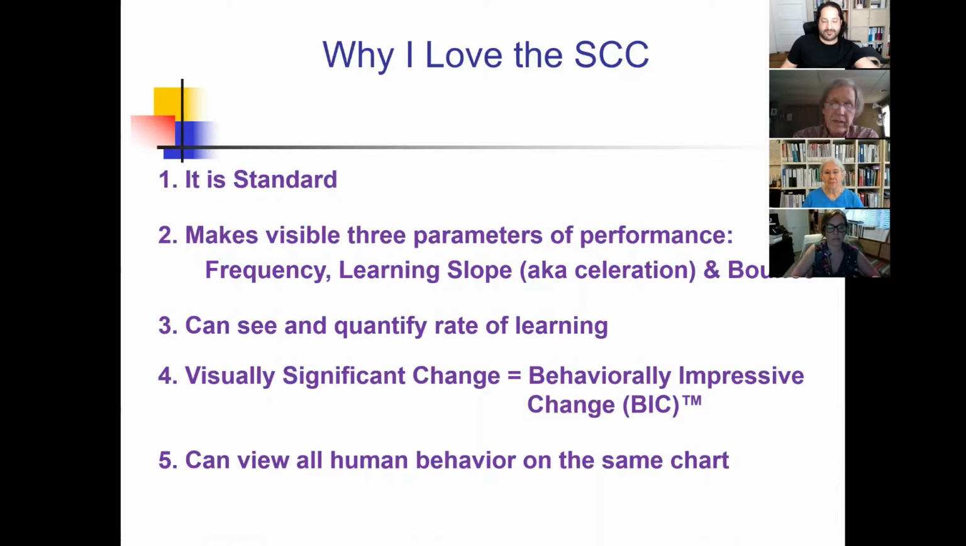If you bisect the angle of the standard chart, it's a halving or doubling, and it turns out that lay people can consistently detect changes of doubling without any data. So the chart marries our objective and subjective perceptions, which is powerful, what the research community calls social validity. And fifth, we can view all human behavior on the same chart. So those are my reasons for loving the standard acceleration chart.